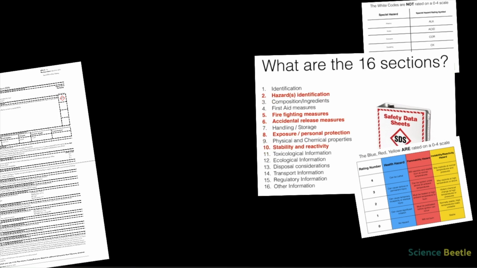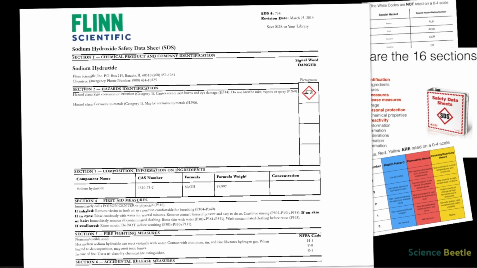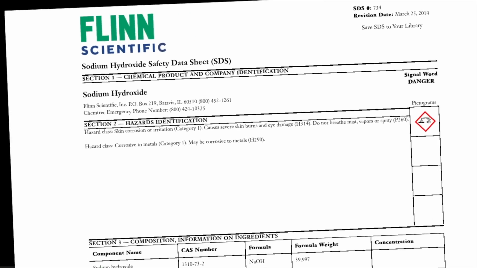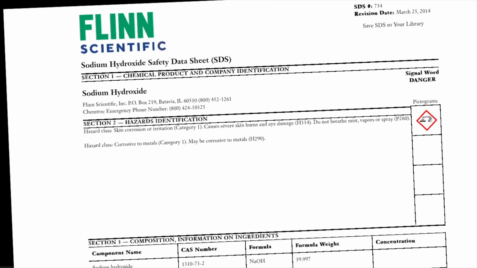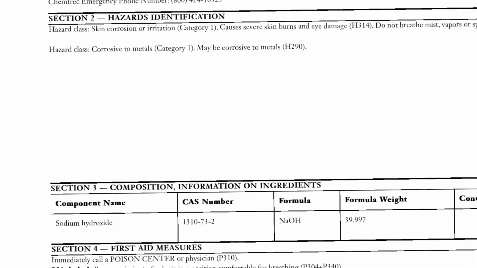Let's take a look at each section individually. You always want to begin by verifying section 1. You want to make sure that you've got the right substance. We are doing the one for sodium hydroxide, so this is definitely the right one. If we proceed on to section 2, this is what we'll see here.